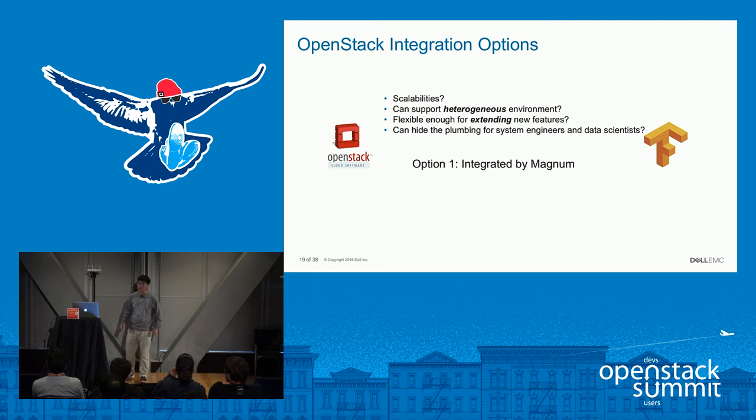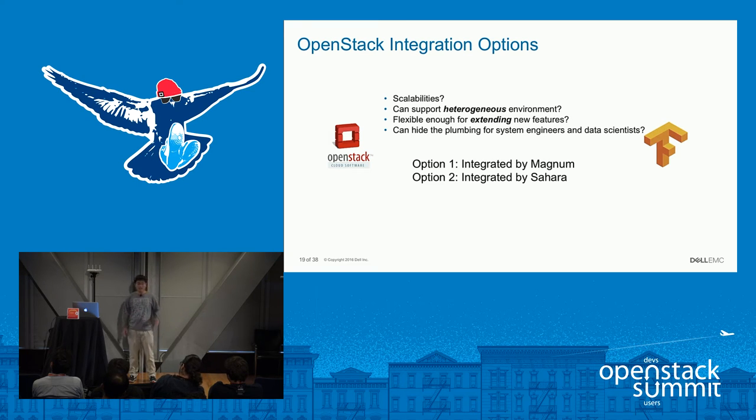Generally, OpenStack is the de facto management platform for the cloud. When TensorFlow runs on OpenStack, we can borrow a lot of the benefits from OpenStack and make it powerful. Generally, we have two options to integrate TensorFlow to run on top of OpenStack. The first is Magnum. Magnum is container as a service running on the platform of OpenStack. TensorFlow is relatively well packaged to run in containers, so Magnum becomes a choice.